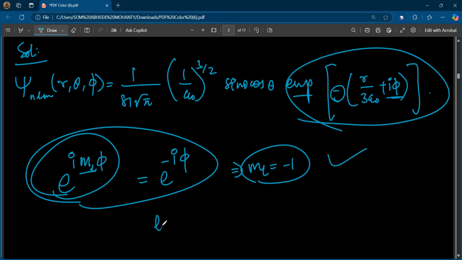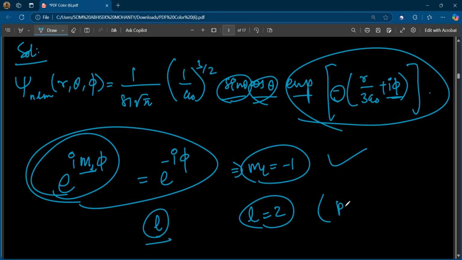How to get the L value? We get the L value by seeing the power of the theta terms. How many theta terms are there? Sin theta is there, cos theta. What is the total power? This is power 1, power 1, so 2. So if the power is 2, the L value is 2. Very simple. You can see right here, power of theta terms. And how will you get m? By equating e to the power i m phi with the e to the power i phi term.